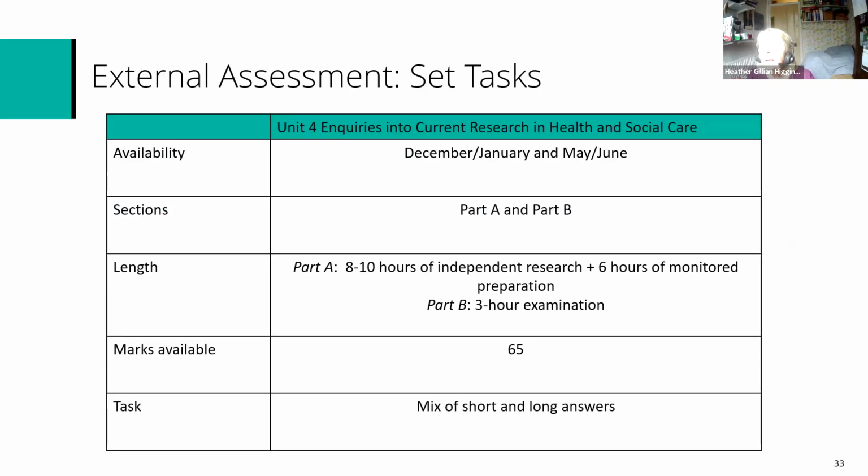Unit 4 availability: December, January, and May, Parts A and B. Length: Part A is 8 to 10 hours of independent research plus 6 hours of monitored preparation. Then Part B is a 3-hour exam. Marks available are 65. Task: a mix of short and long answers.